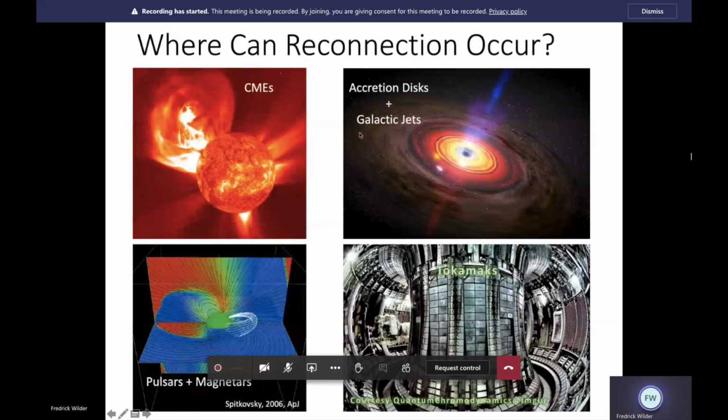So where does this occur? It causes CMEs, these little ribbon-like structures, to detach from the sun, which then expand into interplanetary space and can drive space weather at Earth. It can happen in accretion disks and lead to galactic jets, for those of you who are interested in astrophysics. Additionally, you can find it in the magnetospheres of pulsars and magnetars. And in controlled fusion, confinement devices that try to confine plasma using magnetic fields will often break down and crash because of reconnection.